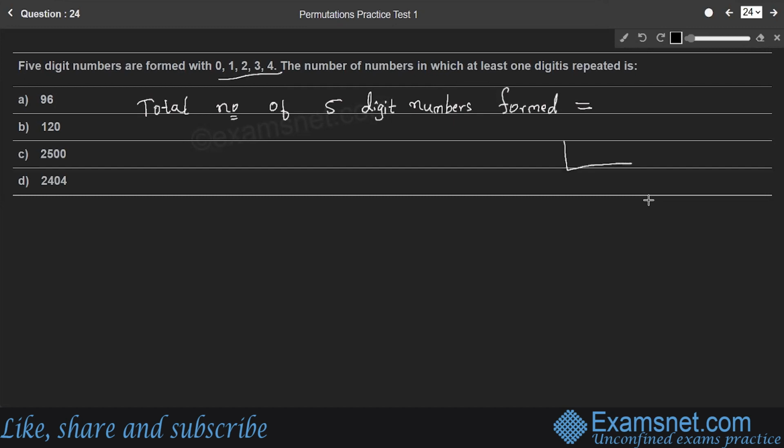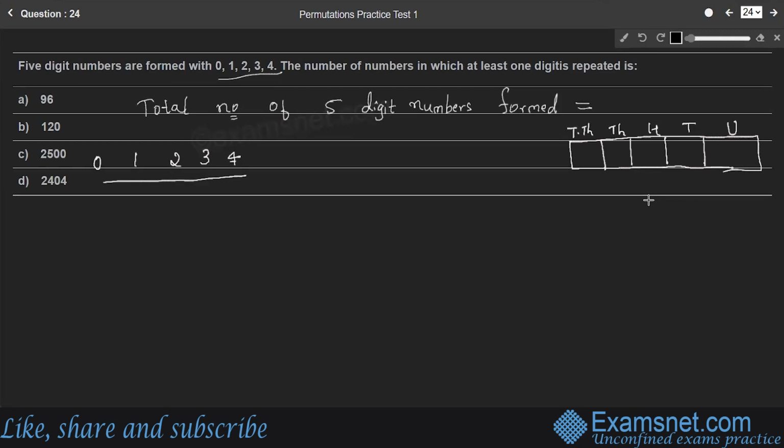So we'll consider the 5-digit number like this, right? So this is the 10,000s place. So this is the thousands place. Next comes the hundreds place, tens place, and units place, right? So in the 10,000s place, using 0, 1, 2, 3, and 4, how many digits can be placed out of the given five digits? So we can place only 4 digits because we cannot include 0 here.